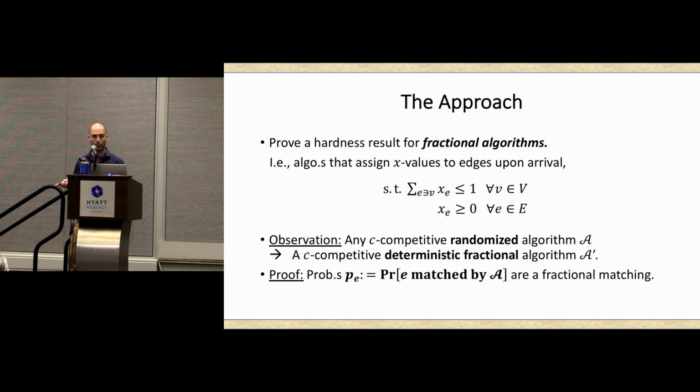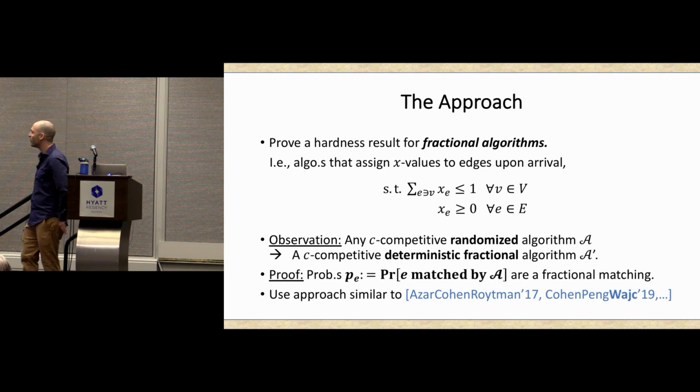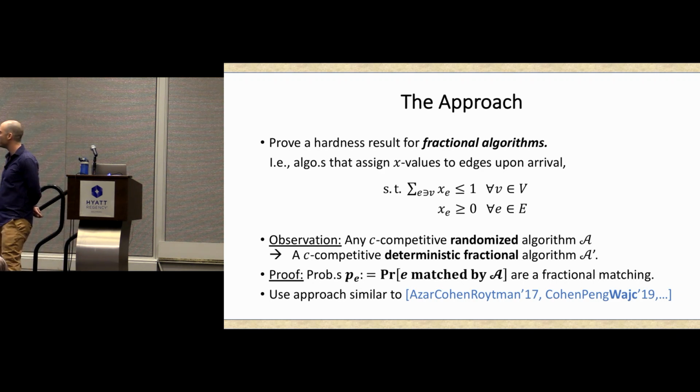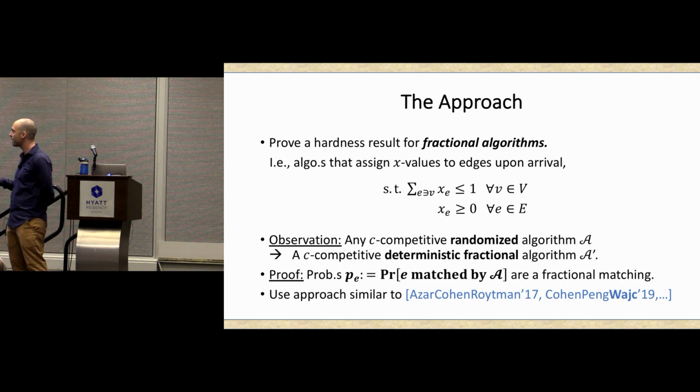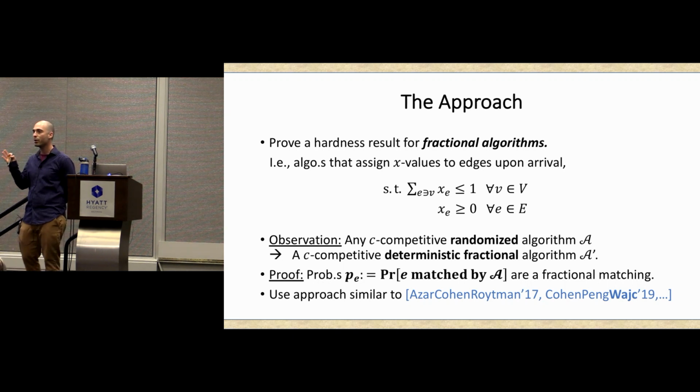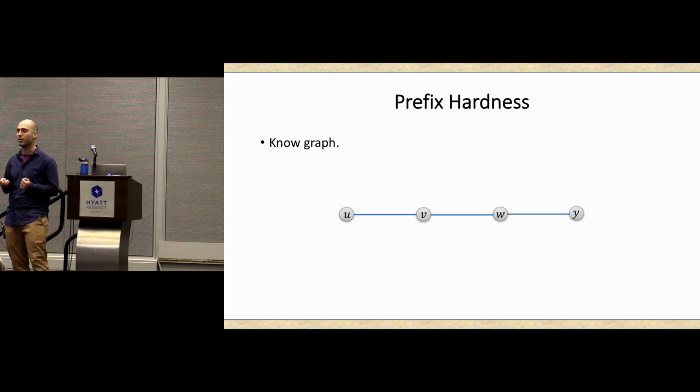Good. So here's, any questions? Okay. Our approach here will be to use prefix hardness and LP duality as advocated by Azar et al., and as you saw, a forward reference from the previous talk. So let me tell you exactly what I mean by this. So again, we're showing hardness results for fractional algorithms. And we're going to give this fractional algorithm a heck of a lot of power. In particular, we're going to tell it what the graph is.